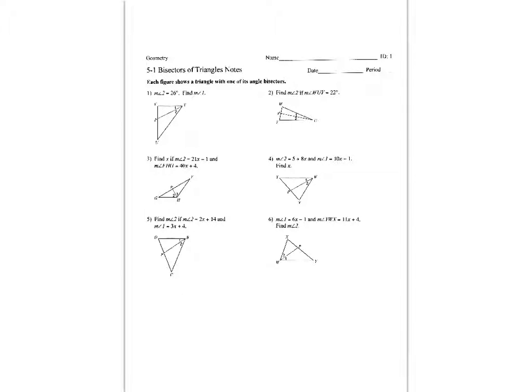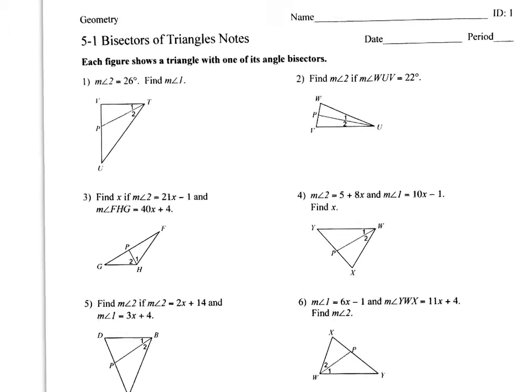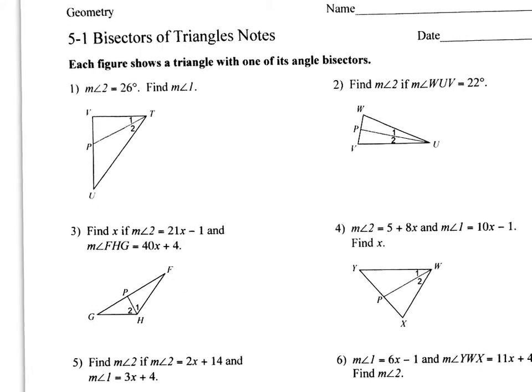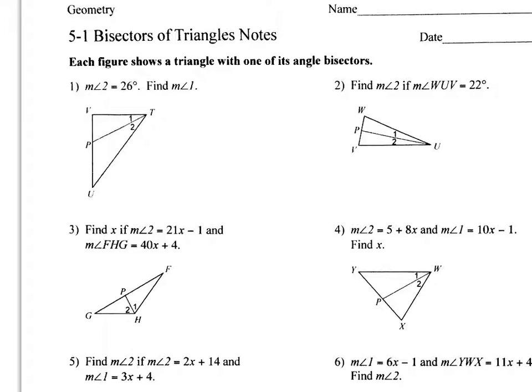Lesson 5.1, Bisectors of Triangles. What we're going to look specifically at in this one are angle bisectors. When you bisect an angle, what does that do? Well, it cuts it in half. One way to think of it is exactly that, it cuts it in half, or you can also think of it as cutting it into two equal parts.